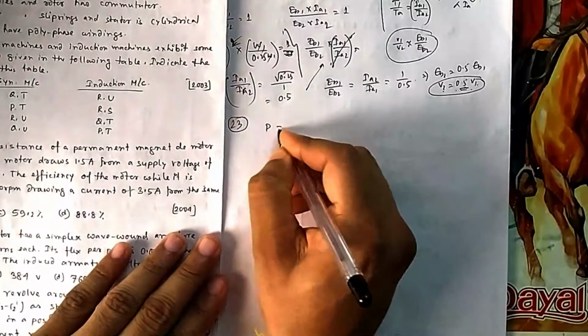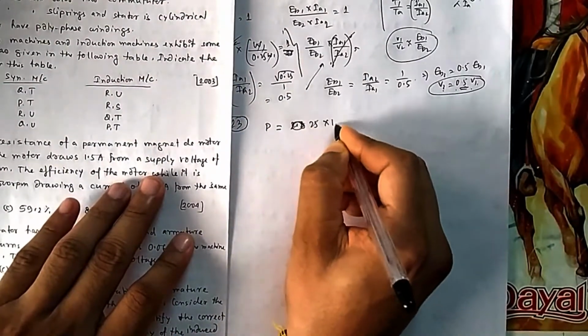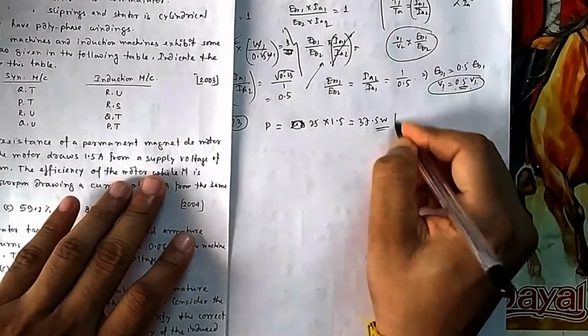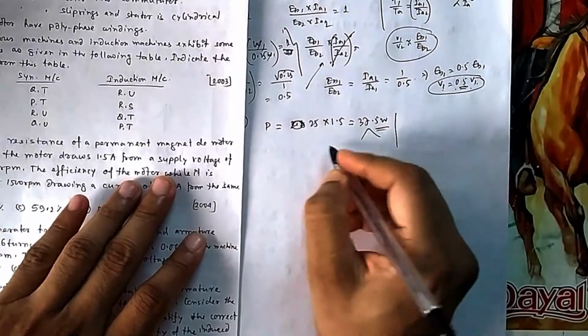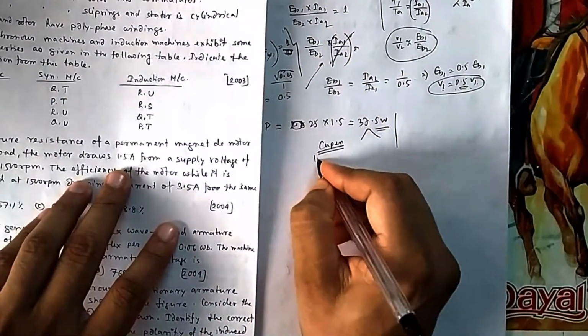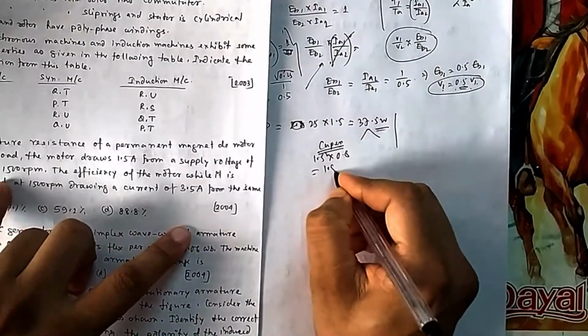So what is the power that is consumed in no load? It is 25 into 1.5, that is 37.5 watt. This is the losses actually. In this loss you have copper loss and iron loss. So what is your copper loss? That is variable loss, that is I square R, 1.5 square into R is 0.8, so that is 1.8 watt.